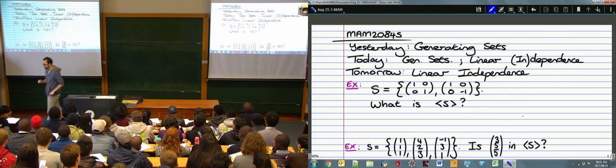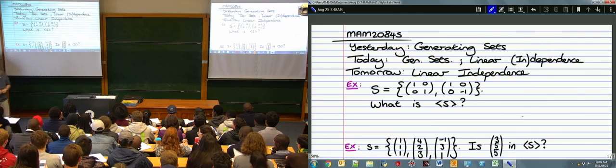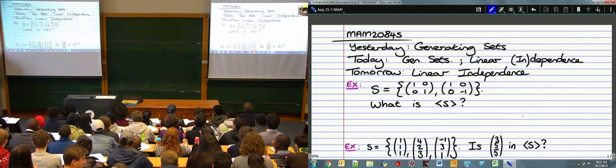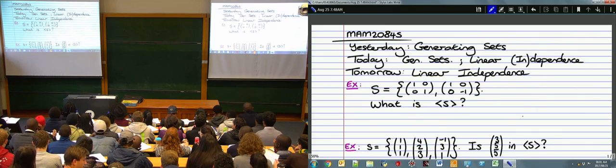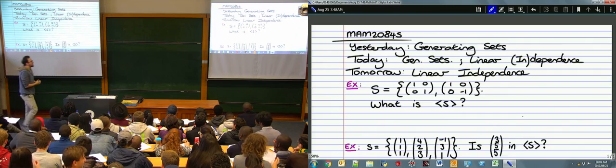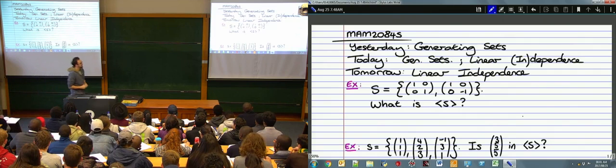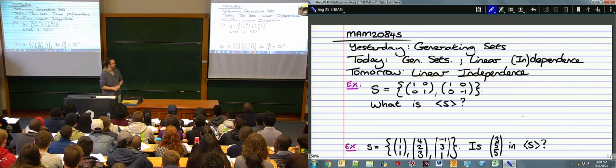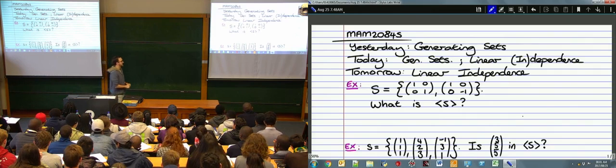But here's just two examples to get us started today. We're speaking about generating sets. So I've got a set here. The first set is just, I guess, the identity matrix. And I suppose that's some sort of reflection matrix. And the question is, what is the set generated by S? So take a minute. Try to write down the set which is generated by S, and then we'll think about the second problem.